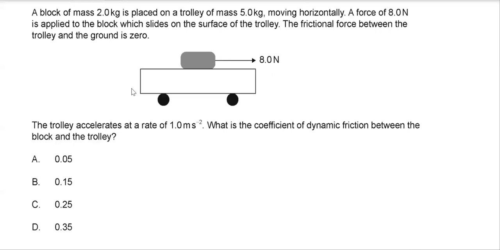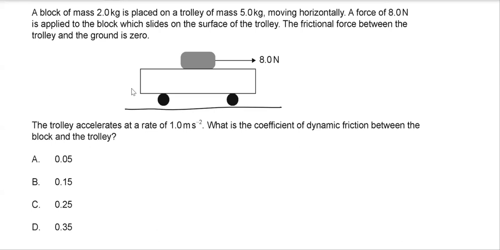First, a block of mass 2 kg is placed on a trolley of mass 5 kg on a horizontal surface. A force of 8 newtons is applied to the block, which slides on the surface. The friction force between the trolley and the ground is 0, but the friction force between the block and the trolley is not 0.